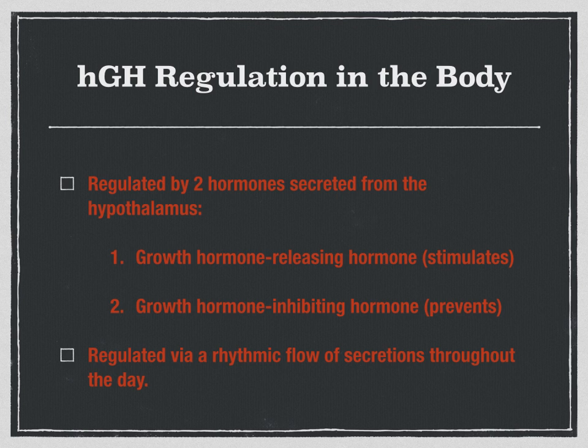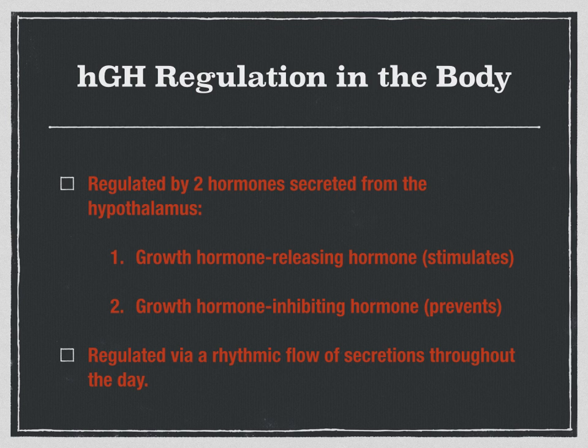hGH regulation in the body. So hGH is regulated by 2 hormones secreted by the hypothalamus. The first is growth hormone releasing hormone, which stimulates the release of hGH from the pituitary gland. And the second is growth hormone inhibiting hormone, which obviously prevents the secretion of hGH from the pituitary gland.